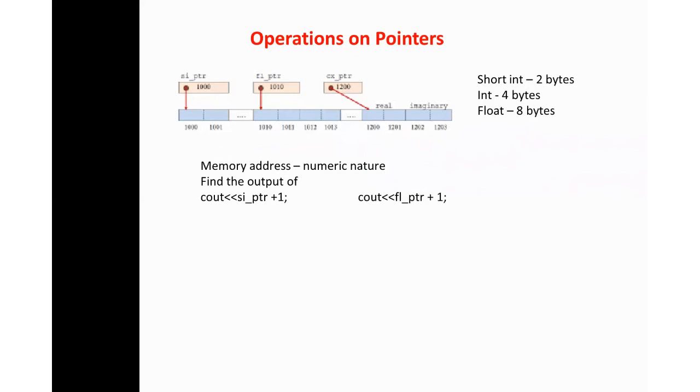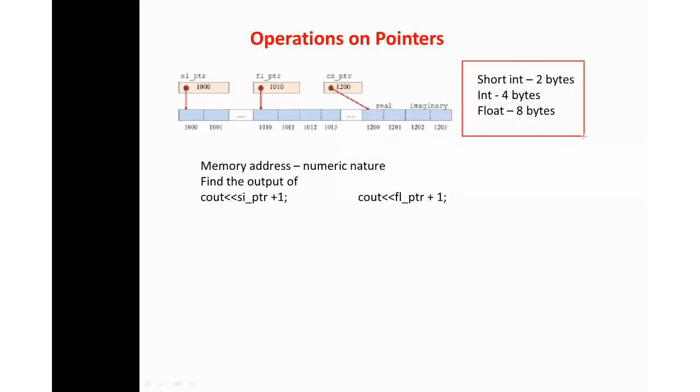How it takes place is slightly different. Now understand this particular point: short int is equal to 2 bytes, int is equal to 4 bytes, float is equal to 8 bytes. This is how your memory is allocated for each data type in your Genie IDE and GCC IDE.